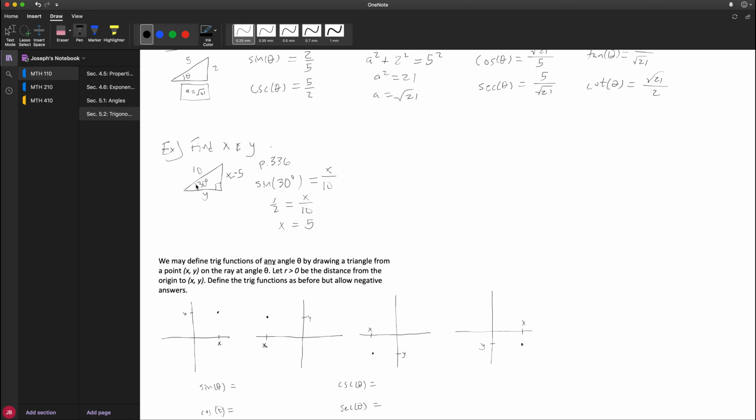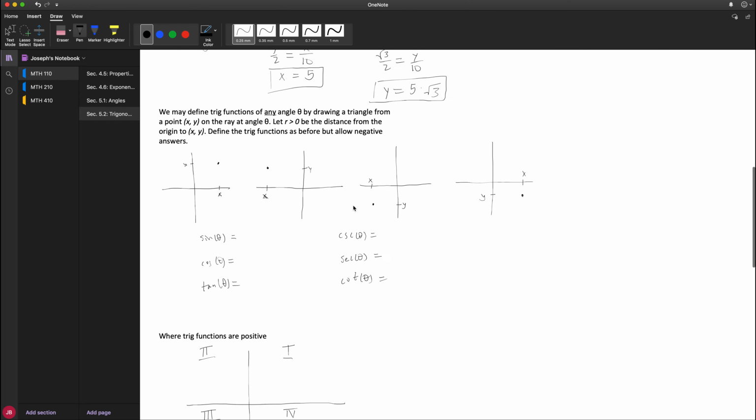Now I could do the same thing also, but now just use cosine, and that would relate y over 10, right? Well, the cosine of 30 degrees is square root of 3 over 2. And so if you solve this, you get y equals 5 times the square root of 3. And that really can't be simplified any further. But there you go, right? So a couple of these problems can be solved just by looking in the book and finding what the trig values of some well-known angles are.